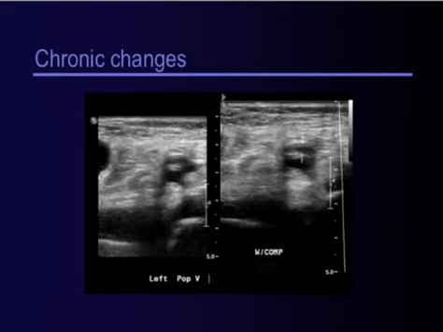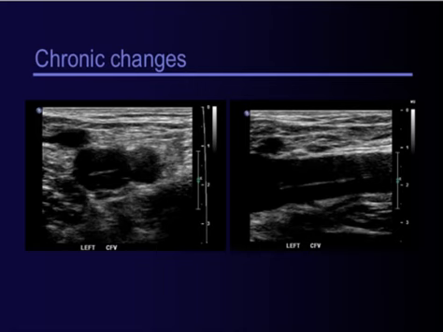Okay, an example of chronic change: you can see here the vein is the same size or smaller than the accompanying artery. The vein wall is echogenic and thickened, and compression is not easily obtained. Other findings that may be seen are calcifications, webbing, which I will show in a second, or there may just be an echogenic sclerotic cord.